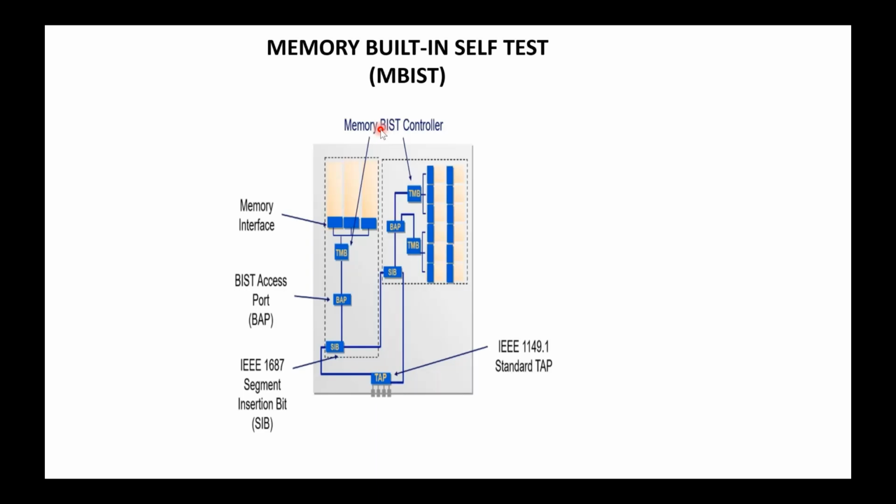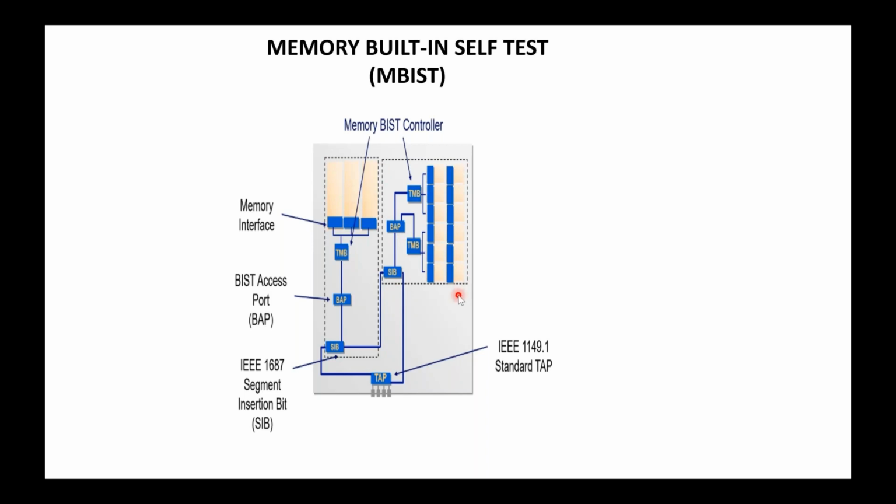Next we will see memory built-in self-test, MBIST. Here, if you see, there are many memories in this design, which are instantiated in two different cores within the chip. This is one single chip. One set of memory is present in this core, given by the dotted line, and the other set of memory is present in the other core. The memories are these yellow-orange blocks that we see here.